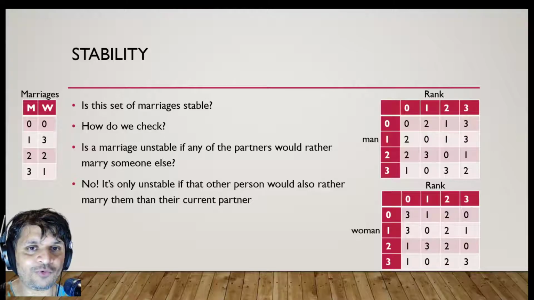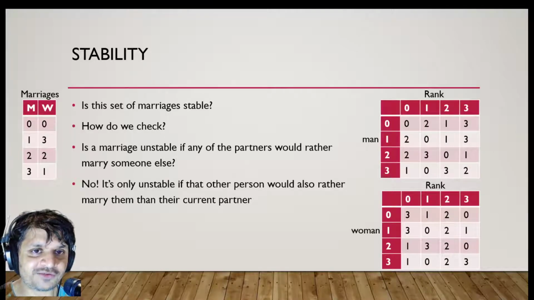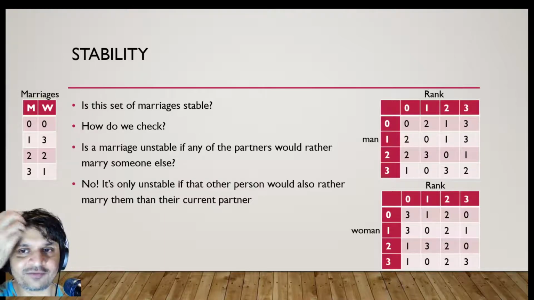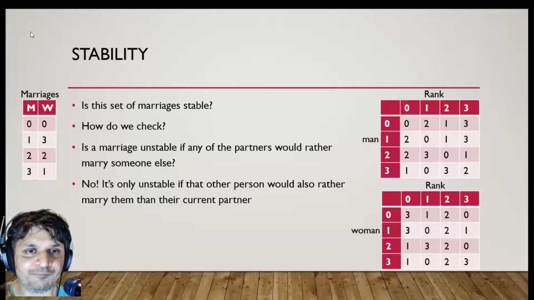Now, remember, the whole point was that we want to produce stable marriages, marriages that don't end in divorce. So let's look at an example. Let's look at this set of marriages. Is this set of marriages stable? Well, how do we know if it's stable? Is a marriage unstable if one partner would rather marry someone else? So let's look at an example.